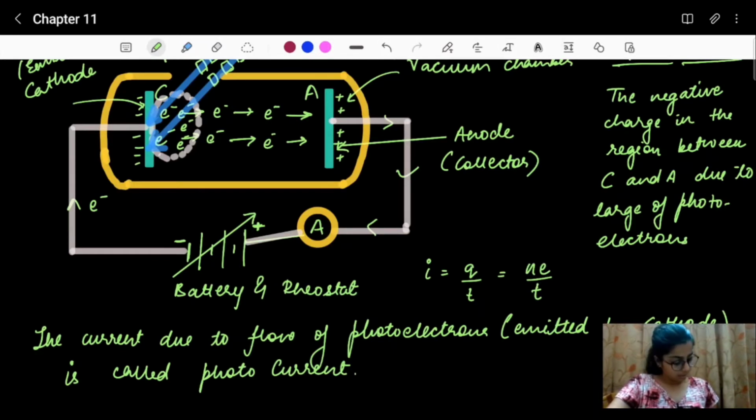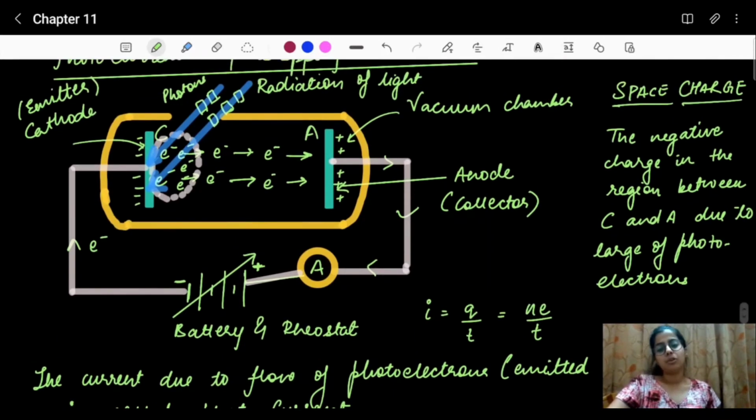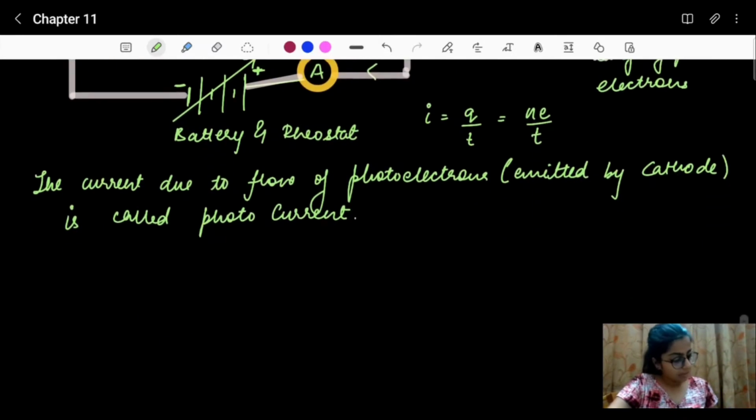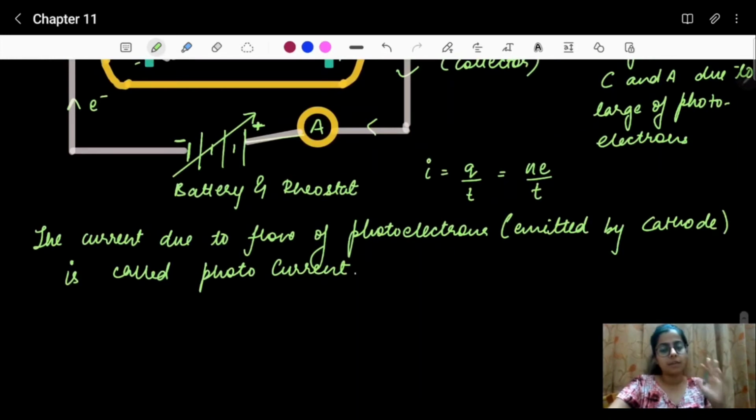Now if I want to increase this current, what can I do? If I want to increase the current, the number of electrons that are flowing should increase, because I is equal to Ne by t. If there are first 5 electrons, it will be 5e by t. Then it becomes 10 electrons, 10e by t. The number of electrons is increasing, and with that, the current will also increase.